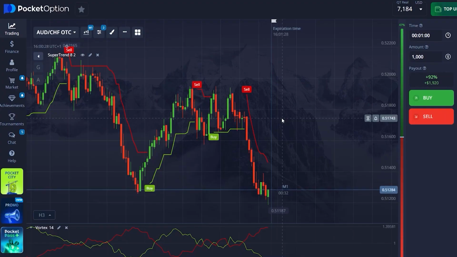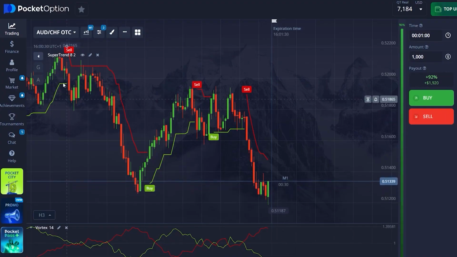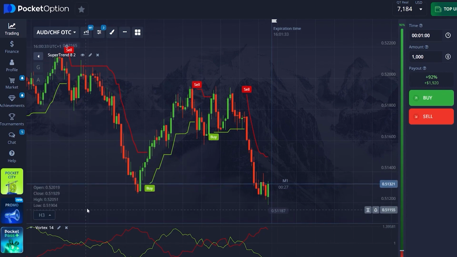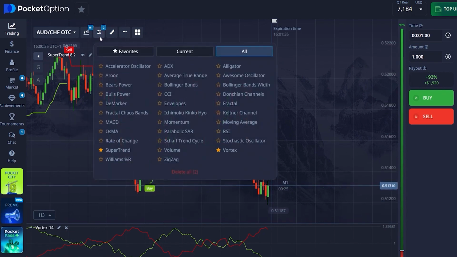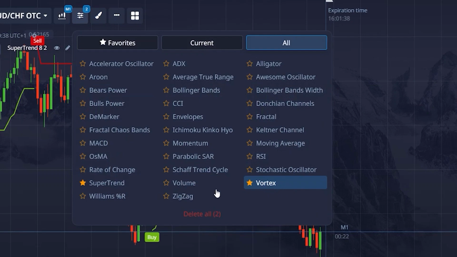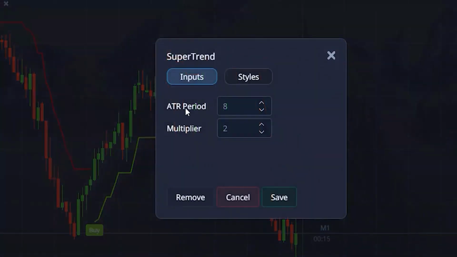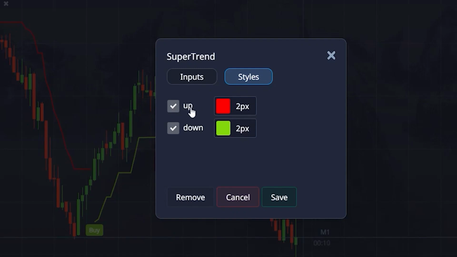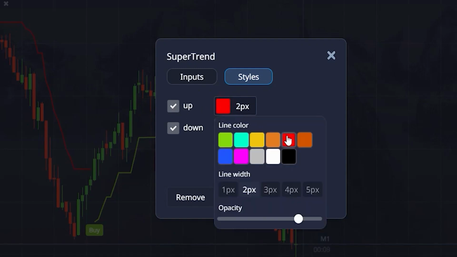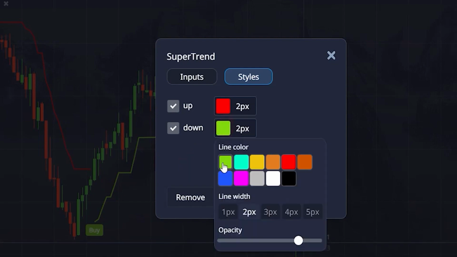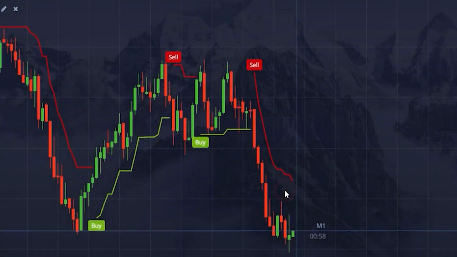So right here on the chart, I'm going to be using these two indicators, which are the Supertrend and the Vortex indicators. So I'm going to come over to the indicators section right here. This is the Vortex indicator and this is the Supertrend indicator. So the settings of my Supertrend indicator comes with the ATR period of 8, the multiplier as 2. Right here on the style level at the up section, I'm going to be using a red color. Now set it on 2 pixels, while the down section I'm going to be using a green color and I'll set it on 2 pixels as well. So when I'm done, I'll click on save.